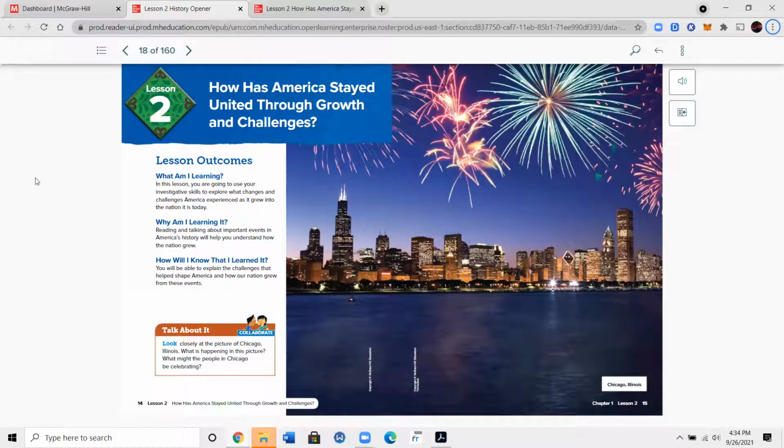We're going to talk about how America has stayed united through growth and challenges. In this lesson, we're going to use our investigative skills to explore what changes and challenges America experienced as it grew into the nation it is today. By reading and talking about the important events in America's history, it will help you understand how the nation grew, and you'll be able to explain the challenges that helped shape America and how our nation grew from these different events.